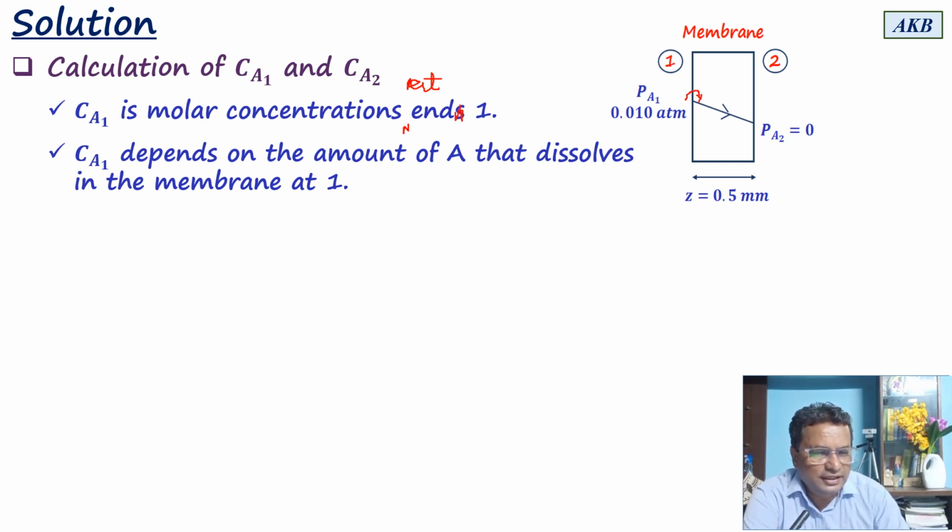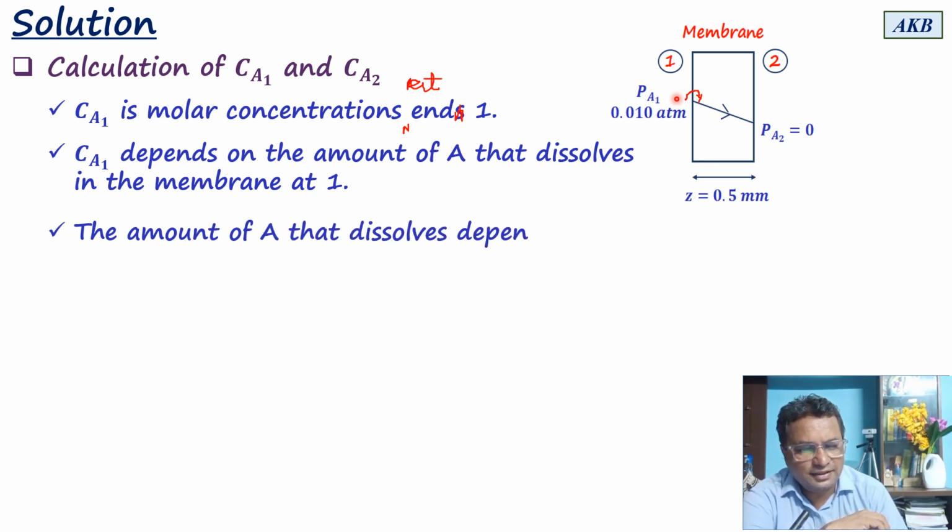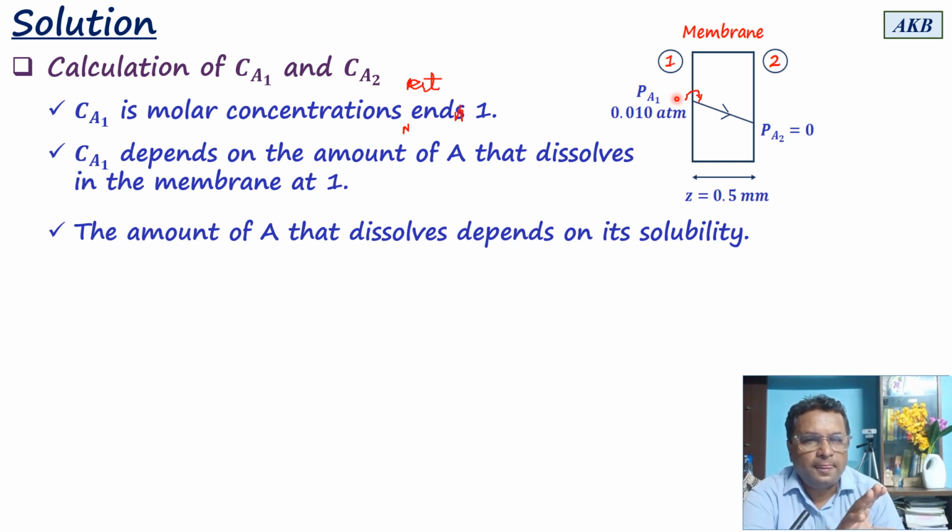Whatever will be the concentration of hydrogen after it dissolves in the membrane, that will be Ca1, and that's why Ca1 will depend on the amount of A that dissolves in the membrane. So depending on how much hydrogen dissolves in it, we have denoted hydrogen by A, how much A dissolves in the membrane at end 1 will decide its molar concentration, that is Ca1. The amount of A that dissolves depends on its solubility. Clearly it is straightforward: depending on the solubility, hydrogen will be dissolving in the membrane at end 1.